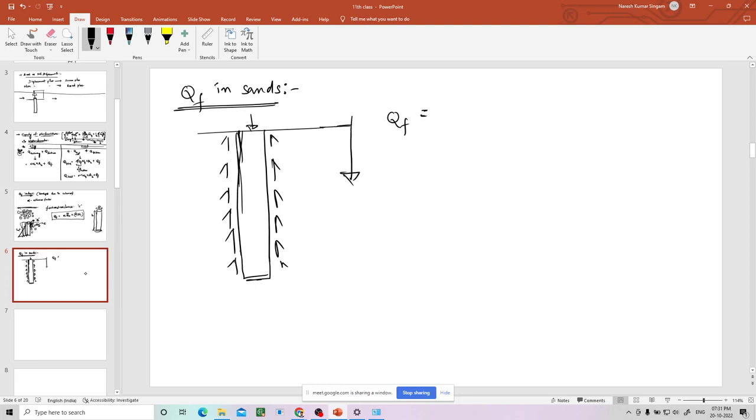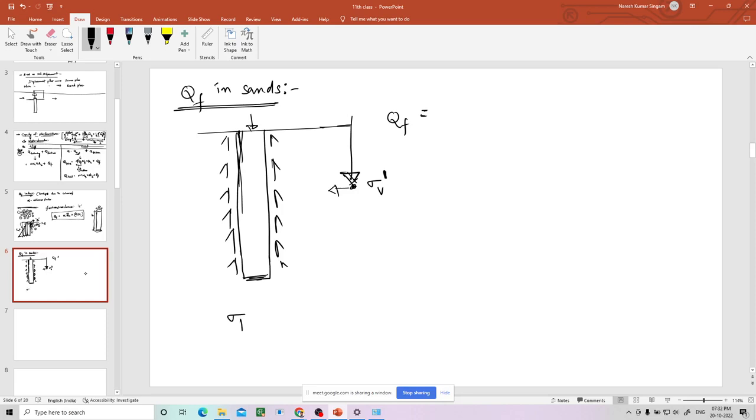At any point, there will be some effective stress vertically downward. If you want to convert that vertical effective stress into horizontal stress, you have to multiply by the earth pressure coefficient. Did we discuss earth pressure in the class anytime? I don't think so. Yeah, once I have taught active pressure and passive pressure.